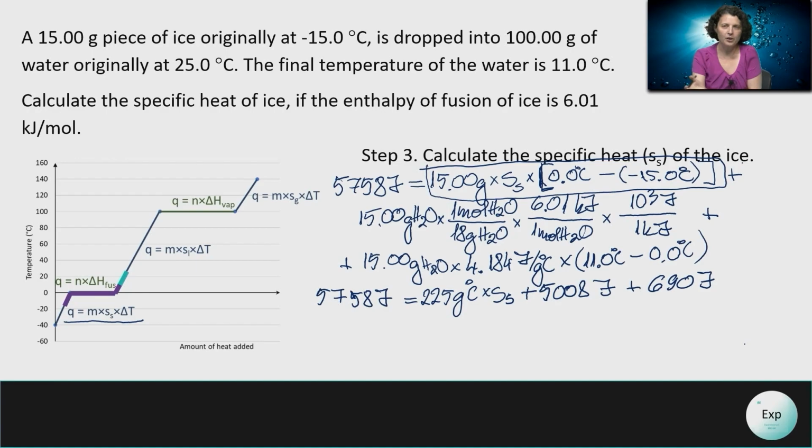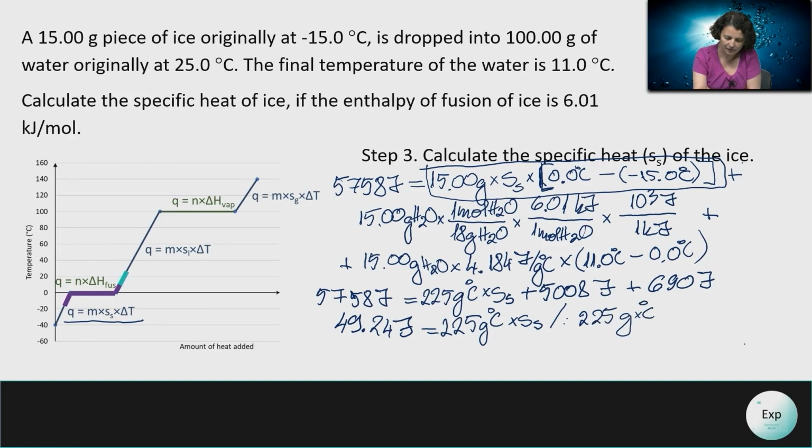From here, we can move all our known numbers to the left side of the equation. And we find that on the left side, we have 49.24 joules of heat available to get our 225 grams times degrees Celsius times the specific heat of our solid. From here, we divide both sides by the 225 grams times degrees Celsius, and we find that the specific heat of solid ice is 0.219 joules per gram Celsius.